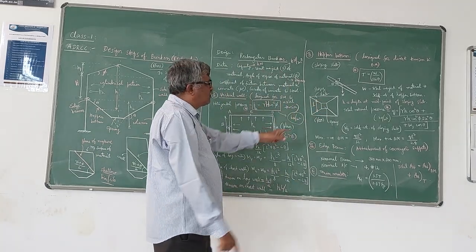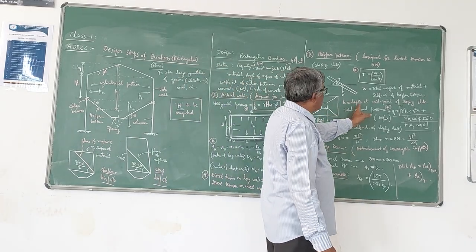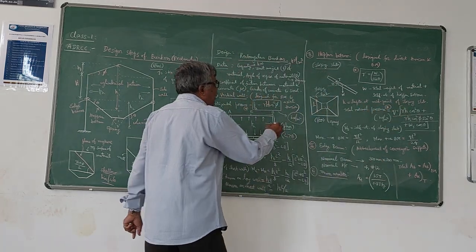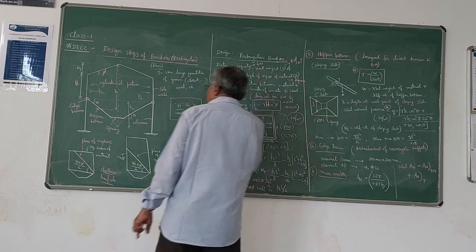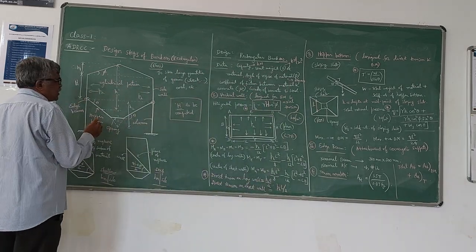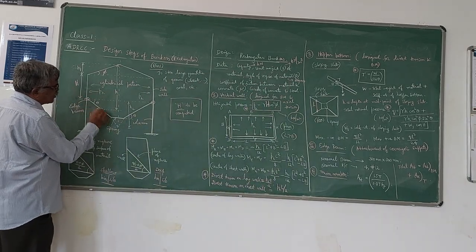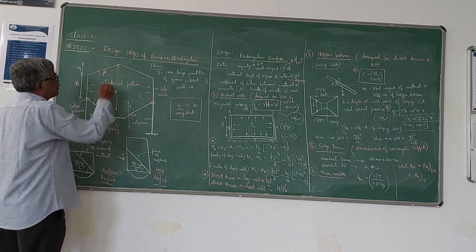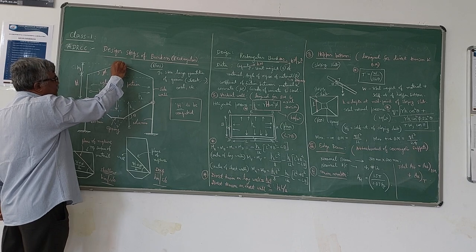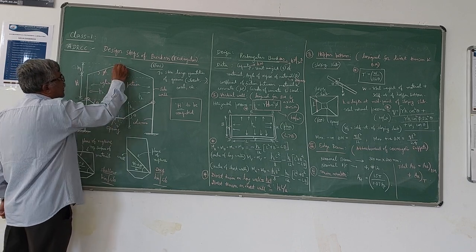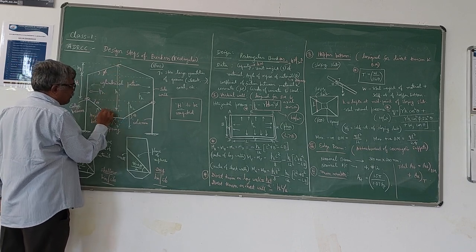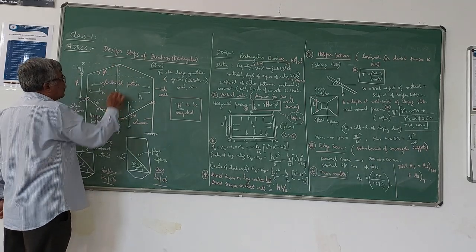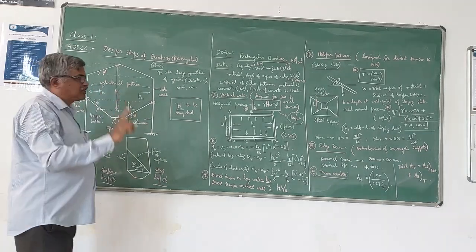And there is one more term called h, which is the depth at the midpoint of the sloping slab. If you come to this elevation, this is the midpoint of the sloping slab. The material is stored from here to here. This is the top point of the material. From the midpoint of the sloping slab to the top point of the material, whatever depth is there, that is small h.